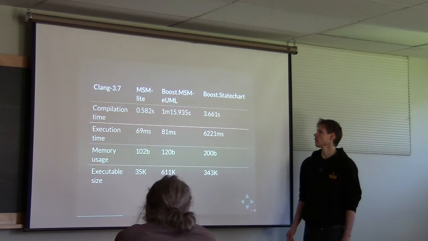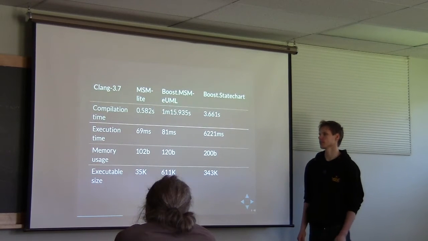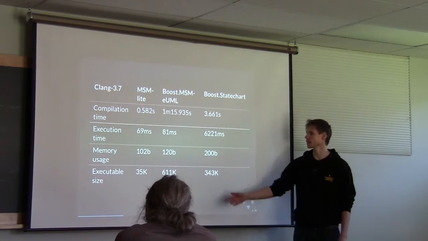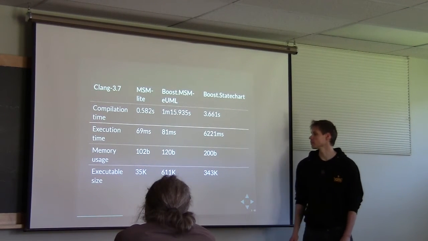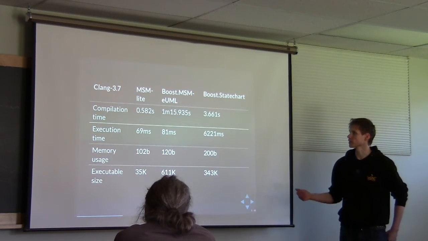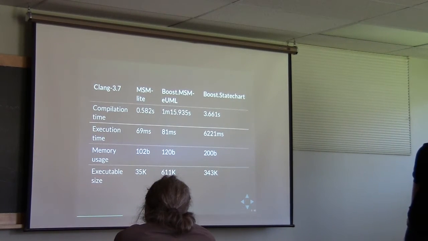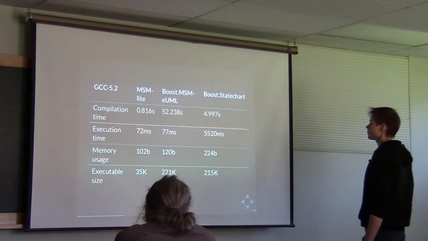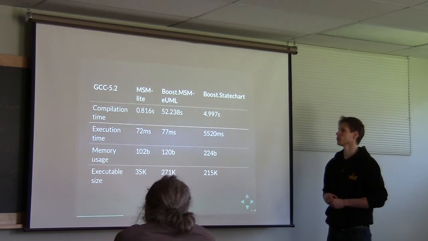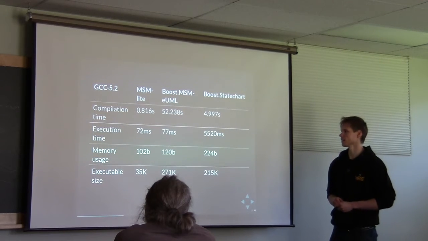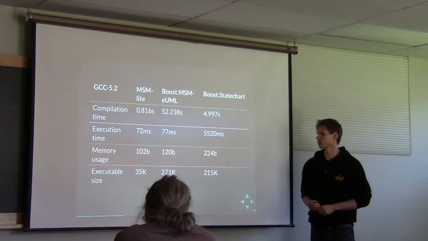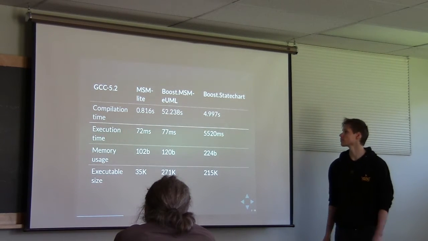It's due to polymorphism and virtual tables and the way Statechart is implemented. Memory usage remains the same, and executable size is the biggest in MSM. So you can see that there is a huge improvement in compilation times, especially in comparison to MSM-eUML. So that's for GCC. GCC seems to compile it a bit faster, but it's still a huge difference. So you can see that instead of 50 seconds, we can just wait less than a second, and we can get the same result with a much smaller executable size.